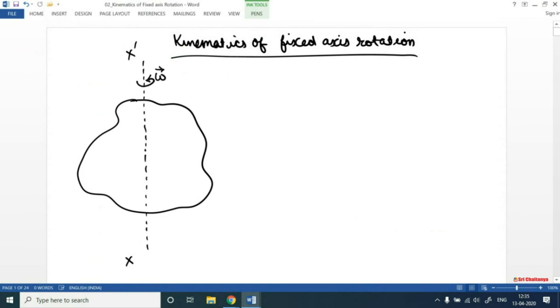Obviously the direction of omega is this. This is the direction of omega over here. And let's say some O we take on the axis as origin. Now if we take any point on the rigid body, as this rigid body rotates, this point will undergo a circular motion. It will move along a circular path, and the center of this circular path would be somewhere over here.